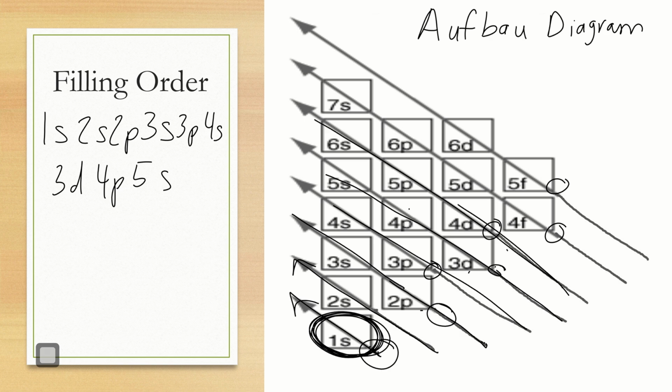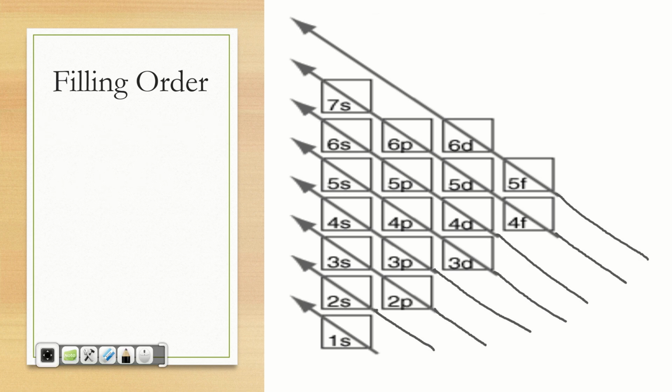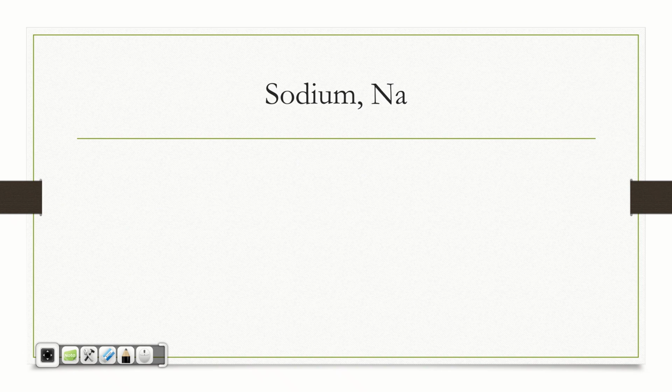You can see we have to do a whole other diagonal before we finally get to 4f, because that's going to be down near the bottom of the periodic table. There's going to be a lot of electrons involved. But this is what you follow for every single element. You always start at 1s. That's what I should see over and over again when we're building up these atoms, these electron configurations.